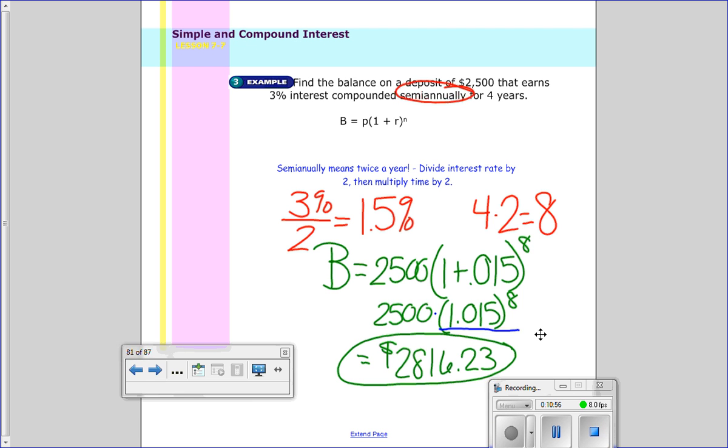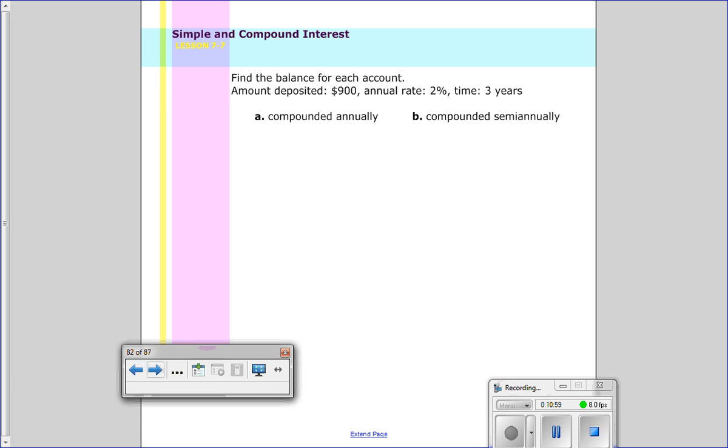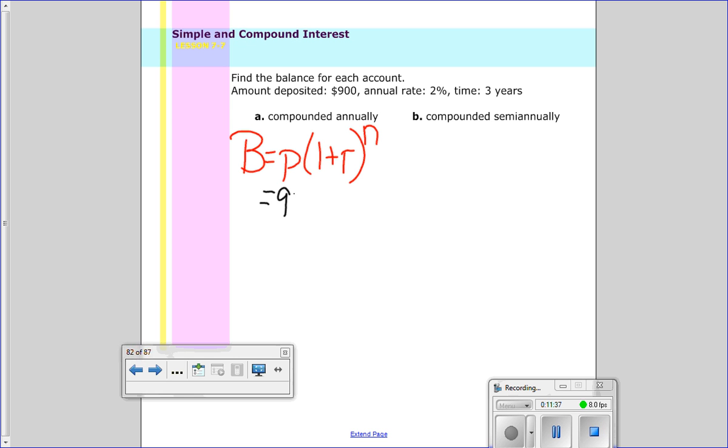All right, so we're going to practice this a little bit more. Find the balance for each account when they give you this information. Amount deposited is $900. The annual rate is 2%, and the time is 3 years. Well, in A, it's just compounded annually, meaning once a year. So we go ahead and just write down that one they give us, so this is the formula. Now, we don't have to divide by 2 or times the year by 2 this time, because it's only done once a year.